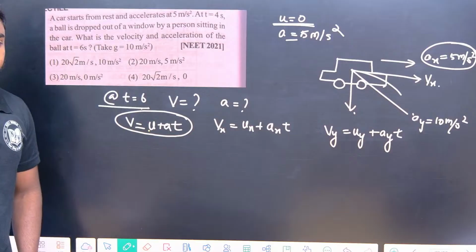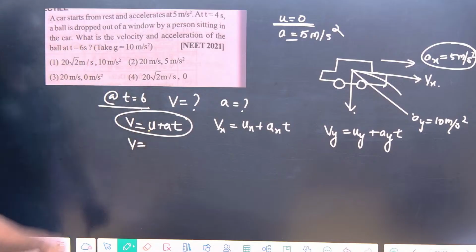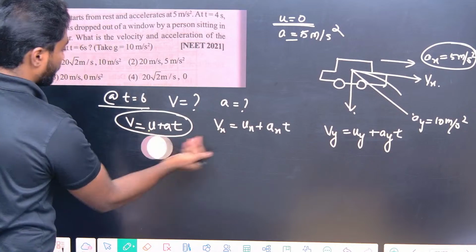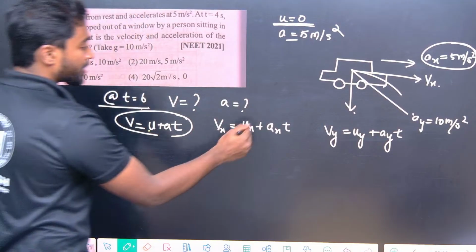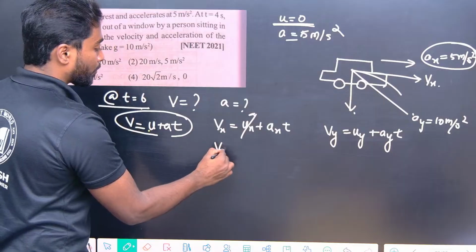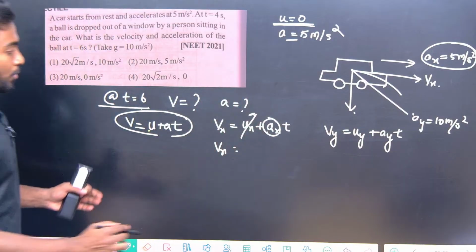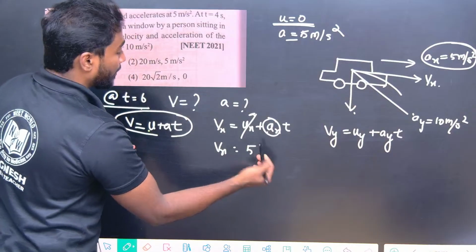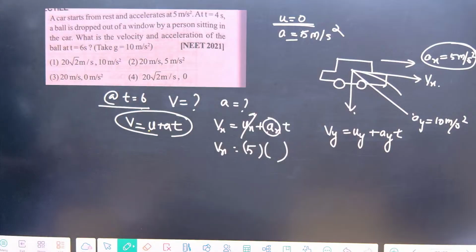Now what will be the velocity over here? I need to find both the velocities. So initially at rest, 0. So Vx will be equal to ax times t, ax is 5 meters per second square. But what about the time? Time I should take as 6 or 4.